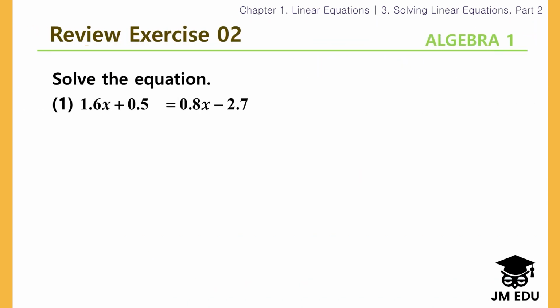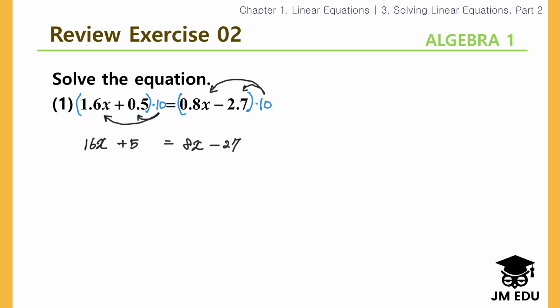Number 2, we have a decimal, right? So we're going to have to multiply by a power of 10. In this case, we're going to multiply each side by 10. So 10 times 1.6x, that's 16x. 10 times 0.5, that's plus 5, is equal to 10 times 0.8x, that's 8x, and 10 times minus 2.7, that's going to be minus 27.